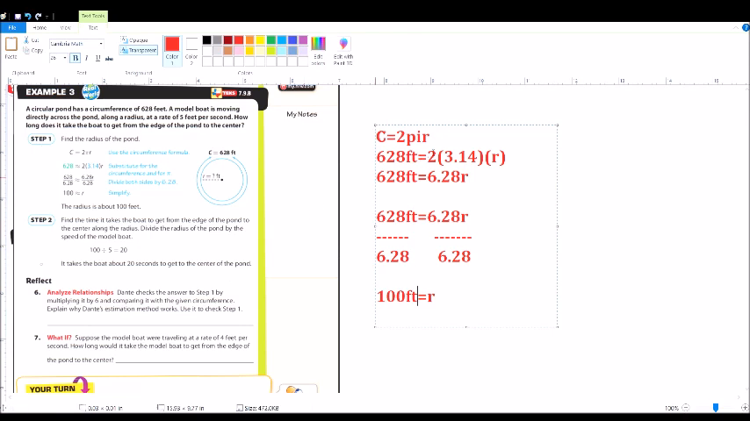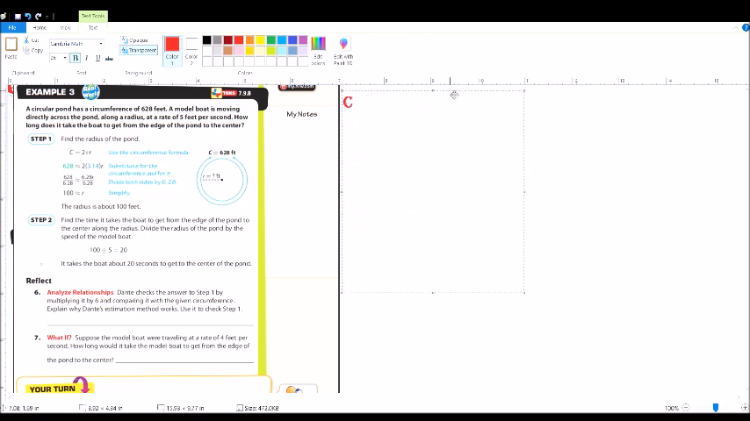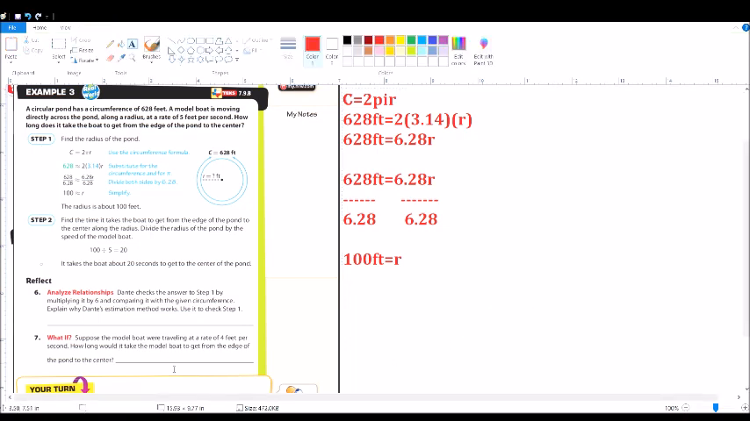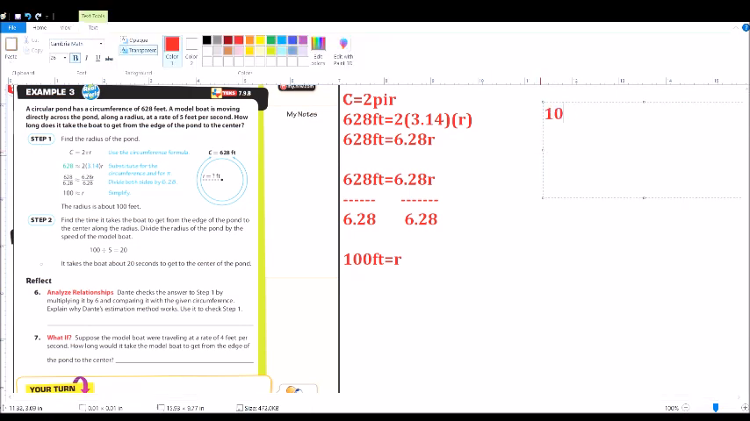But that is not the only step. We also need to use the time. So find the time it takes the boat to get from the edge of the pond to the center along the radius. To do that, you divide the radius of the pond by the speed of the model boat. So you have 100 feet, and this time we're going to use this divided by symbol because it's a simple problem, divided by 5 feet per second, and this equals 20 seconds, because the two feet units cancel each other out. It's going to take the boat about 20 seconds to get to the center of the pond.